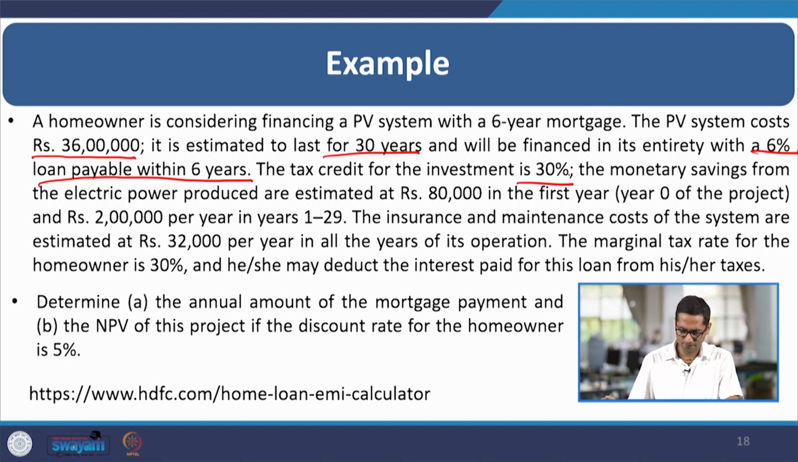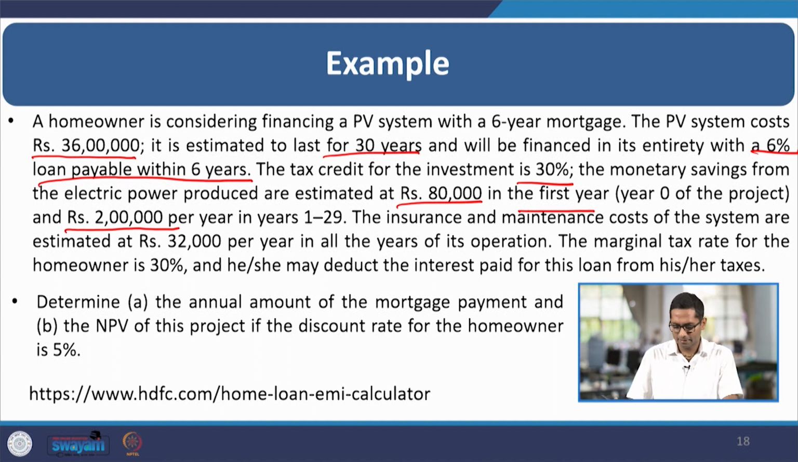The tax credit for the investment, which is coming from the government incentives, is around 30% of the capex. The monetary saving from the electricity produced is estimated to be around 80,000 in the first year, because the plant is just setting up, and for the next 29 years it is expected that the plant owner will save around 2 lakh rupees per year. The underlying assumption is the electricity produced by the solar plant would be comparatively cheaper, and you would be saving from the high rate of electricity that is coming from the grid.